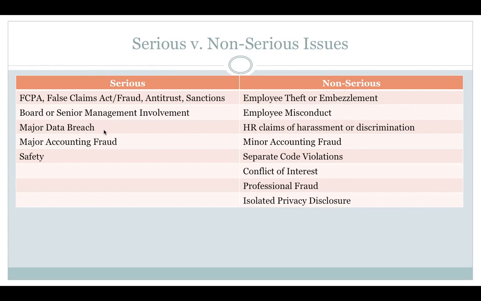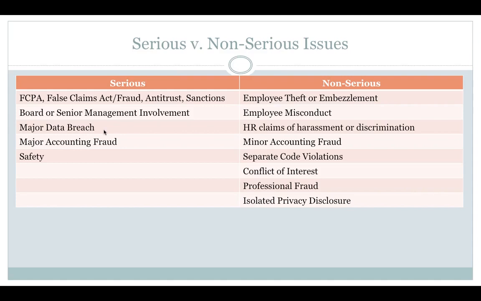Let's think about them. Obviously, an FCPA investigation, a False Claims Act fraud, and I'm talking about these are not just, this is a company-wide activity, antitrust cartel behavior, violations of export controls, sanctions. If your board or senior management is involved, and even if it's just one senior manager at the C-suite level, then it's going to be serious by definition. Any type of major data breach, we've seen those these days have become that way. Obviously, any safety issue of any serious consequence, not slip and falls, or a wet floor, or whatever.